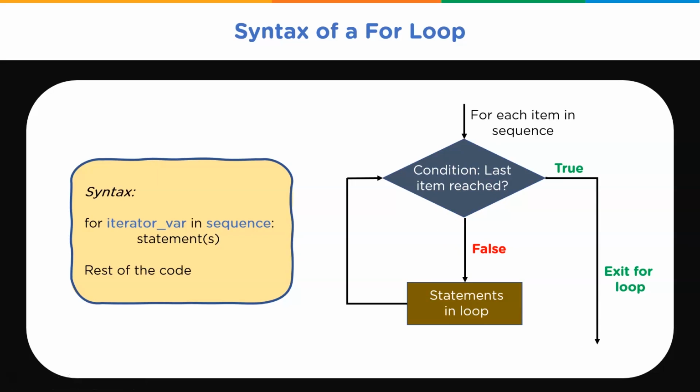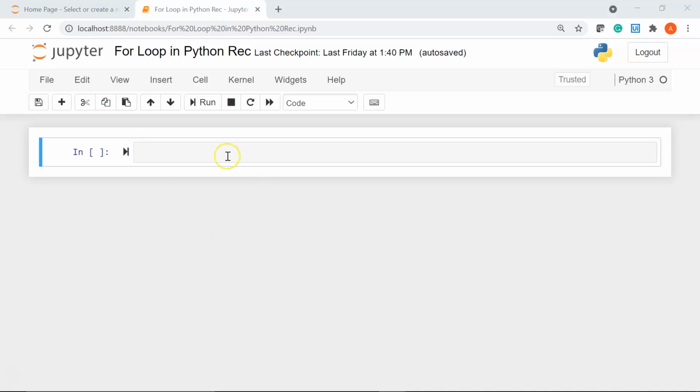Okay. Now let's head over to our Jupyter Notebook where we'll see for loop in detail and we'll explore a lot of code examples. Okay, so here I am on my Jupyter Notebook. Let's start by writing a simple for loop. Suppose I have a variable, say s, and it has a value which is a string, let's say Simplilearn.